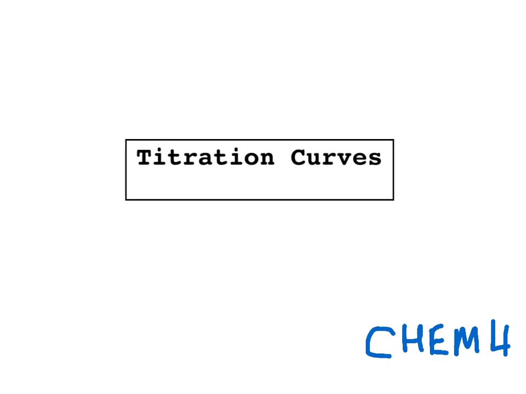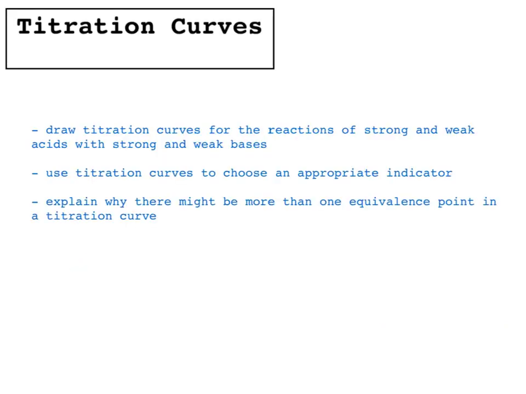This video is on titration curves, or pH curves. So our aims for this video are to be able to draw titration curves through reactions of strong and weak acids with strong and weak bases. That'll be 4 different curves. One for a strong acid with a strong base, one for a strong acid with a weak base, one for a weak acid with a strong base, and one for a weak acid with a weak base.